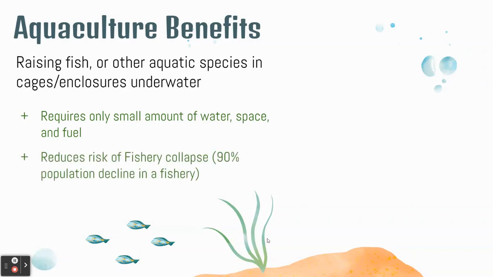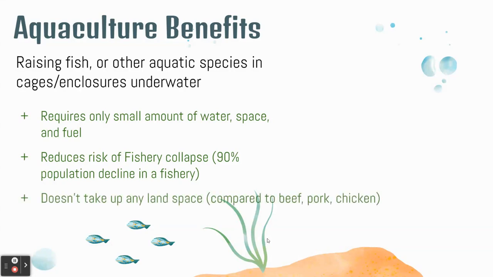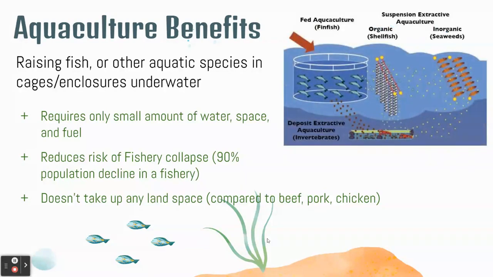This reduces the risk of fishery collapse, where we said that's when 90% population decline in a fishery happens, and that's because we're actually breeding and raising these fish ourselves, not taking from the wild population, which is going to help maintain that species and genetic diversity in the wild. And of course, because it's in water, it doesn't take up any land space, which makes it more efficient compared to farming for animals that live on land.